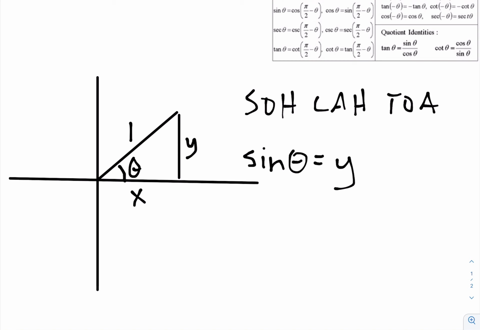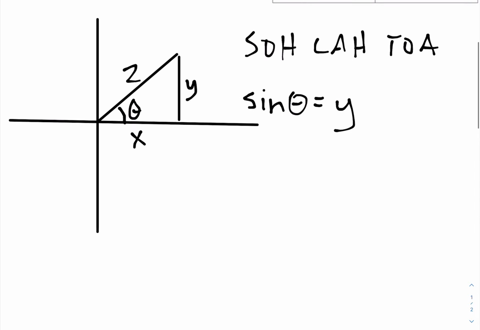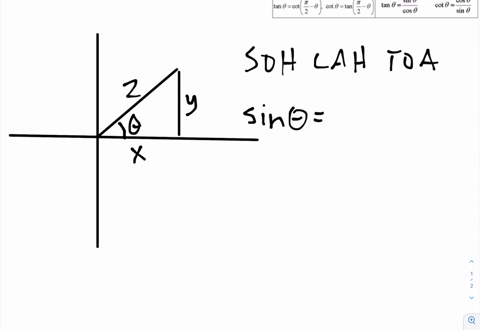It's not always equal to y, because if the hypotenuse was 2, well, the hypotenuse wouldn't be 1 anymore. It's 2, so sine of theta now would be y over 2. But when it's the unit circle, the radius is 1, the hypotenuse is 1, so it's just going to be sine theta equals y. Okay, good.